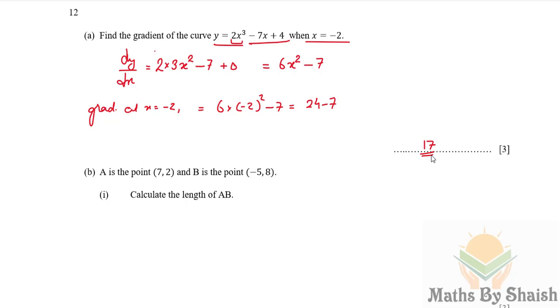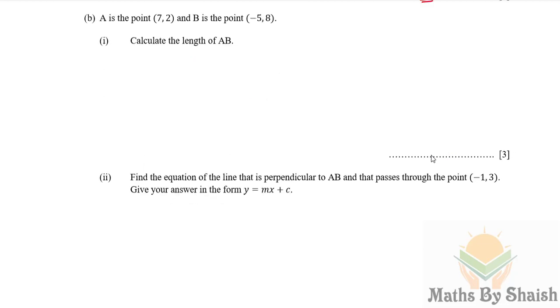So let's discuss the B part. Here's the first part of B. The information for B is A is the point 7, 2. The coordinates of point A are given, and the coordinates of point B are also given, minus 5, 8. Calculate the length of AB.